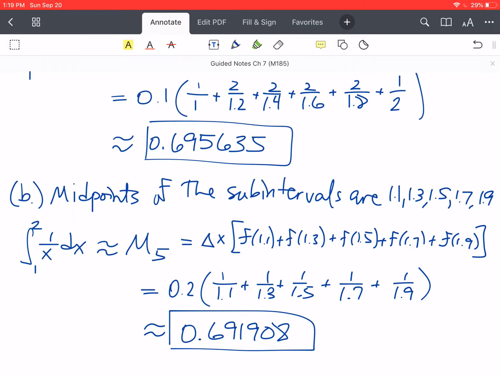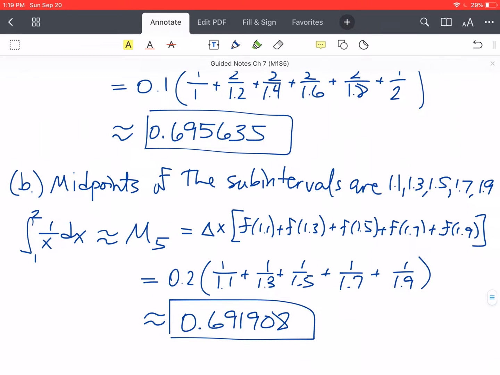So our approximations are not too far off, right? Depending on the level of accuracy you need. We got about 0.696 if you round, versus 0.692 if you round to only 3 decimal places. So that's pretty close. Again, it just depends on what level of accuracy you need, in which case we just use more rectangles, right? The more rectangles we use, the better approximation we get.